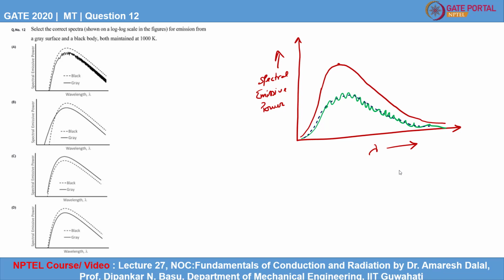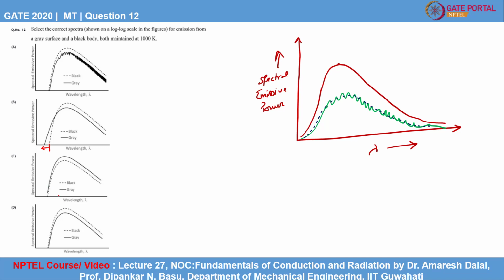Understand? So if you look at all the four spectra in option A, this is your spectra of a black surface, while the grey surface represents a lot of noise. So that does not belong to a grey surface, it belongs to a real surface. If you look at option B, below this wavelength, the grey surface is shown to have higher emissive power as compared to that of a black surface. That is false, that is not possible.